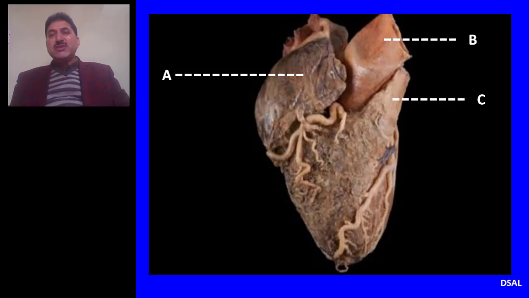It lies anterior to aorta and has a thinner wall as it pumps blood into pulmonic circulation, in contrast to aorta which pumps blood into systemic circulation. D represents atrioventricular groove with right coronary artery and its branch. E represents anterior interventricular groove containing left anterior descending coronary artery.